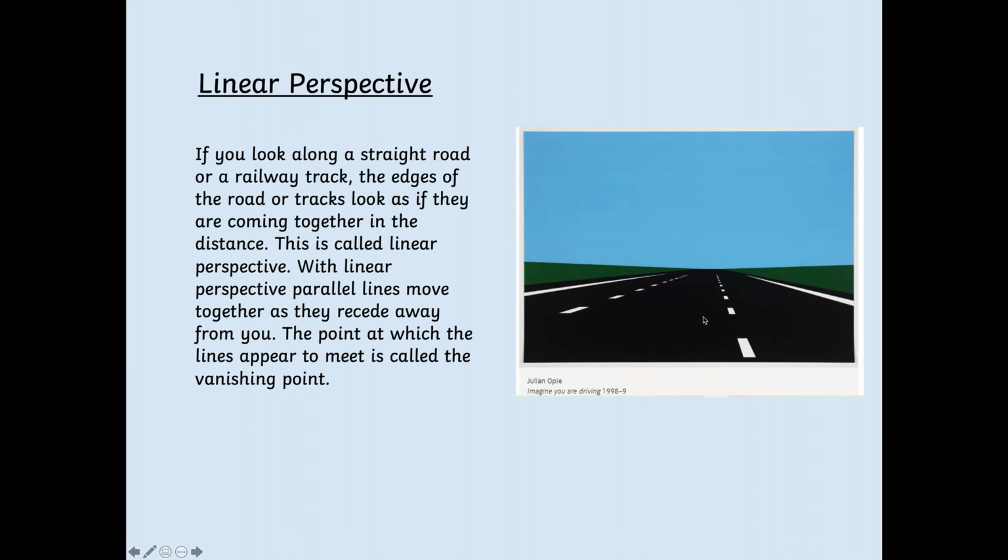So if you look here, this is actually a completely straight road. The lines never actually come together, but as it goes into the distance, it seems like they're coming together. And the point at where they disappear or meet is the vanishing point.